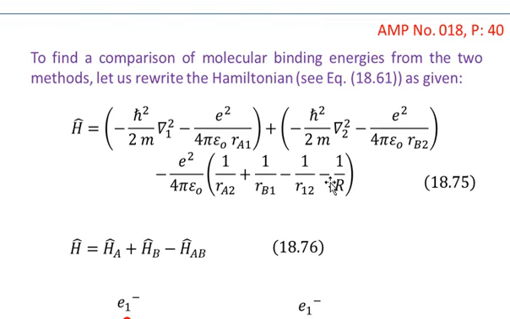So you see that all these four terms indicate the interaction between the two electrons, between the two nuclei, and between electron 1 with the nucleus B and electron 2 with the nucleus A. And the corresponding Hamiltonian is labeled as the Hamiltonian of the nuclei AB together.